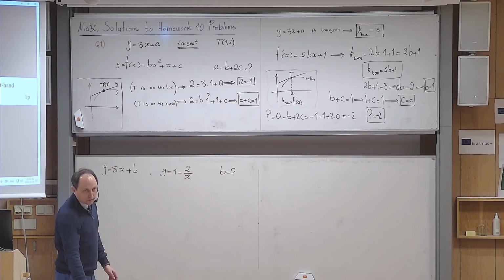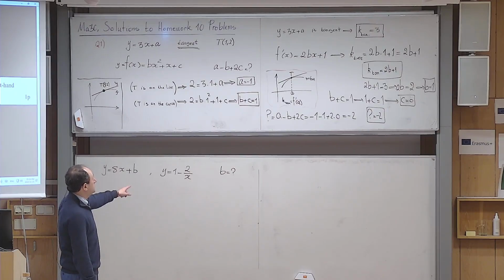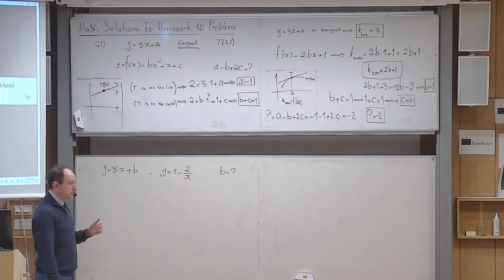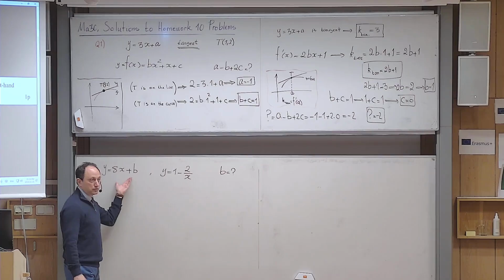How should I solve the problem? This problem is a harder one than the previous one. Why? In the previous problem, the point of tangency was given to me. It was (1, 2). But here, they are not even giving that point to us.